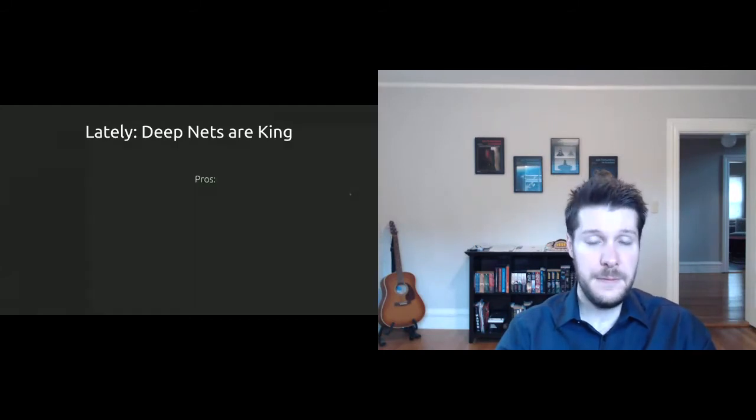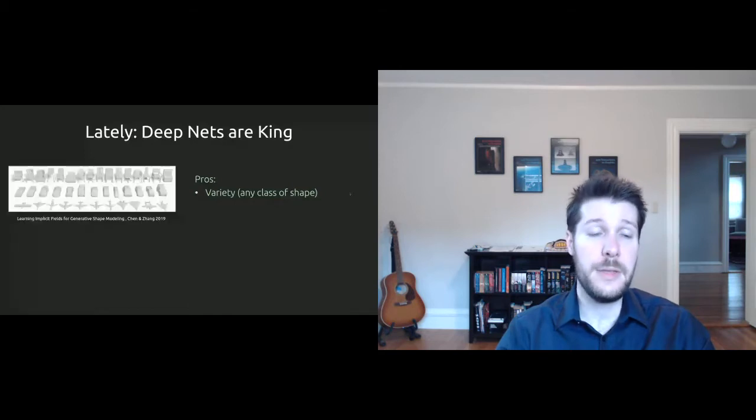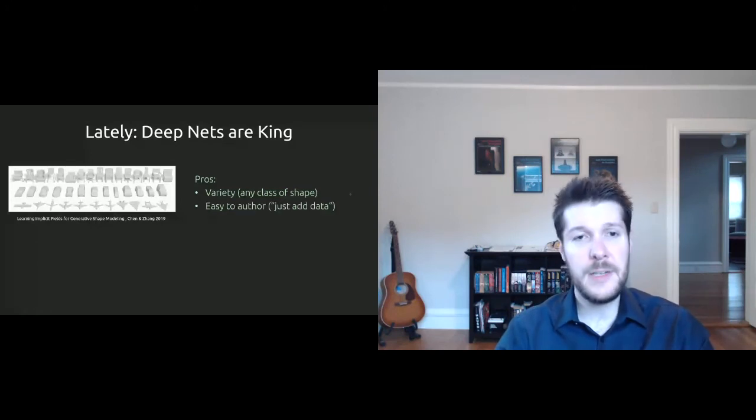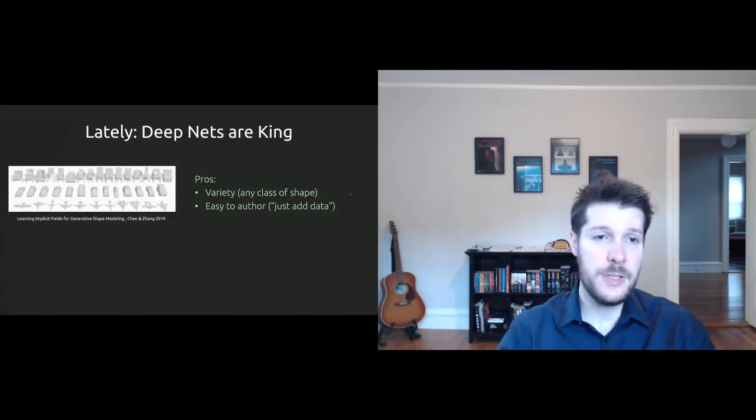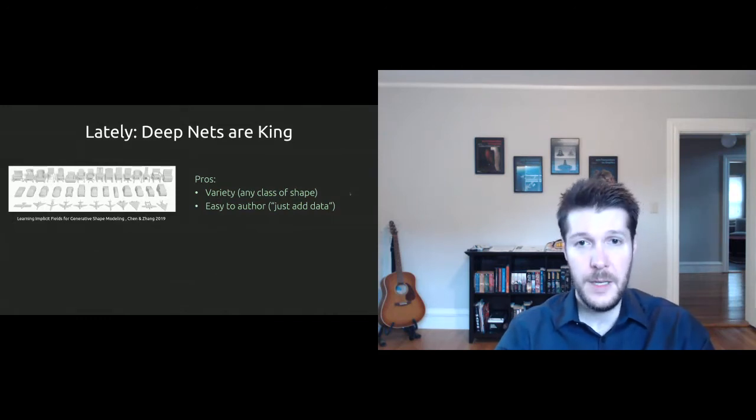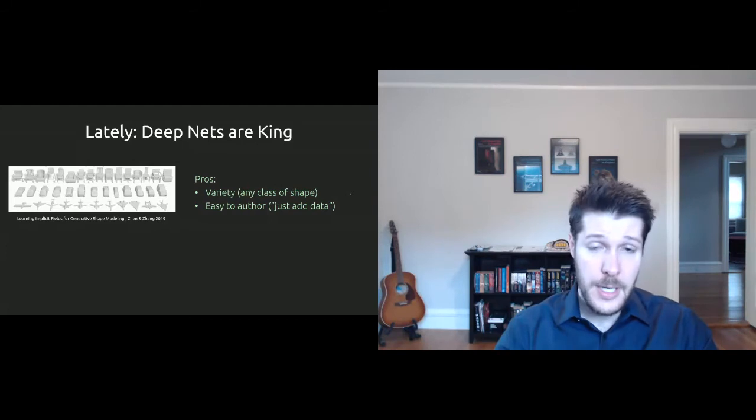And there are a lot of compelling reasons to use these. It's very easy to capture variety. Essentially, any class of shape, in theory, can be represented by one of these networks. And they're easy to author in the sense that once someone has provided you the network architecture, the way you author a new generative model of a particular type of object is you just add data. You just give it examples, and it takes care of the rest. But of course, there's no free lunch, and there are plenty of disadvantages as well.